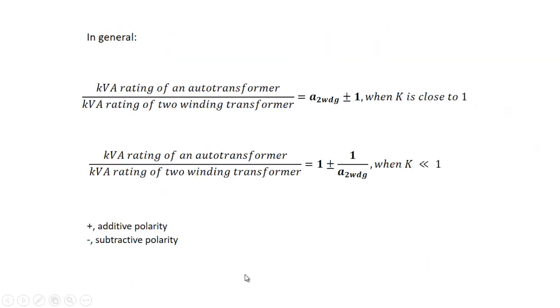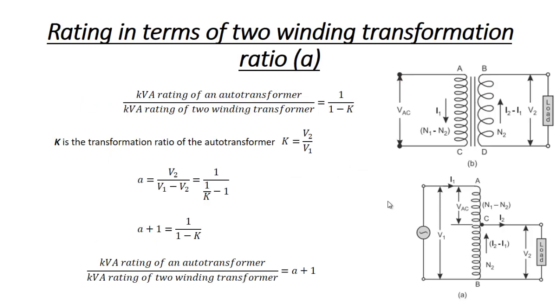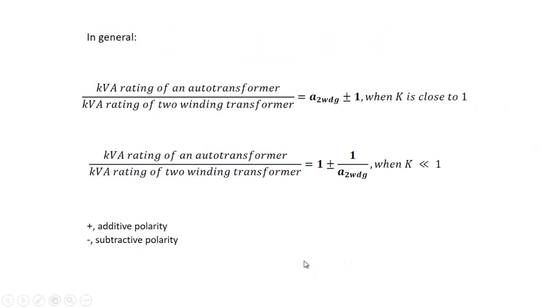We will see this, but in general this is not always the case. This is the case only when K is very close to 1, and when we have additive polarity. In that case we will be using this formula. So in general we can include all the possibilities that we have. The kVA rating of an auto transformer divided by the kVA rating of the two winding transformer will be equal to A, that is the two winding transformer ratio, plus or minus 1 when K is close to 1. It will be plus for additive polarity, and minus for subtractive polarity.